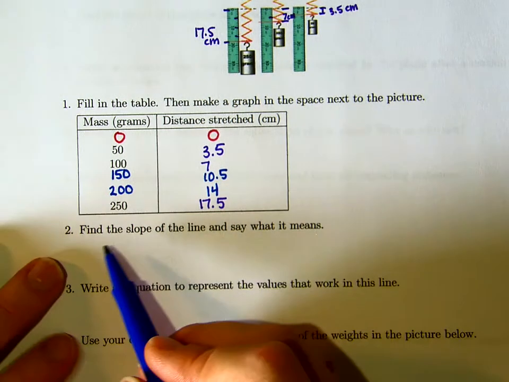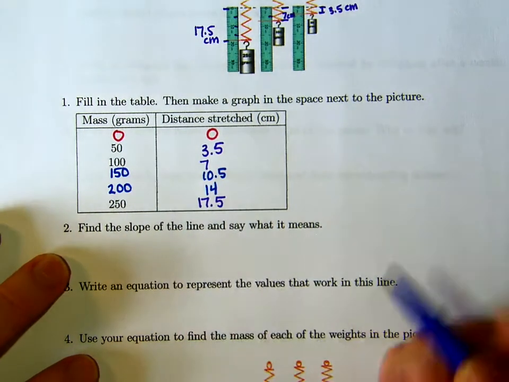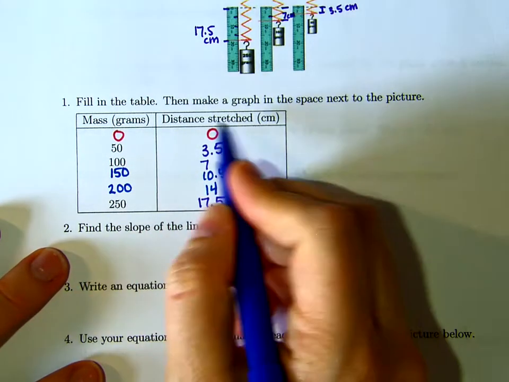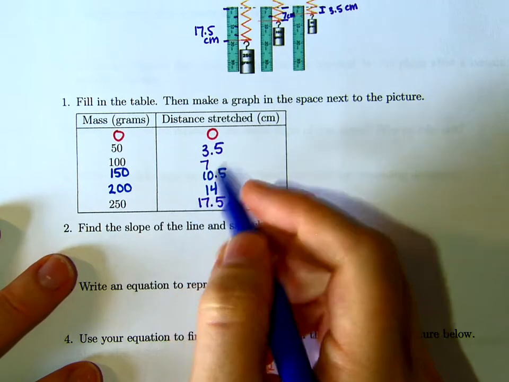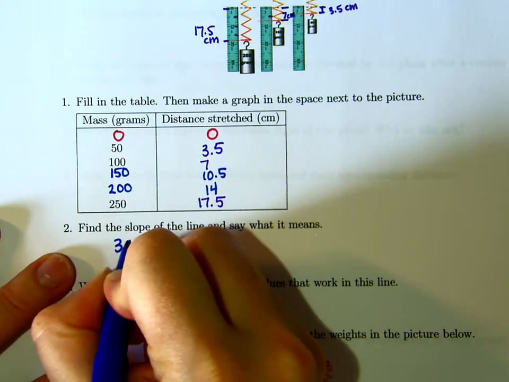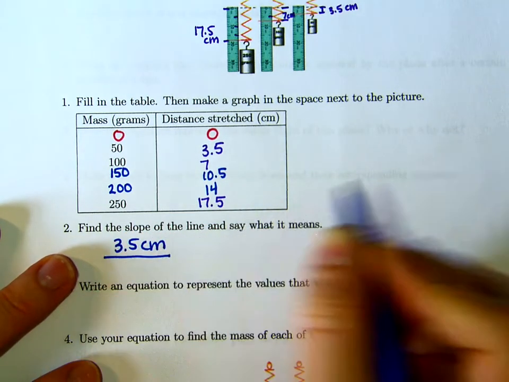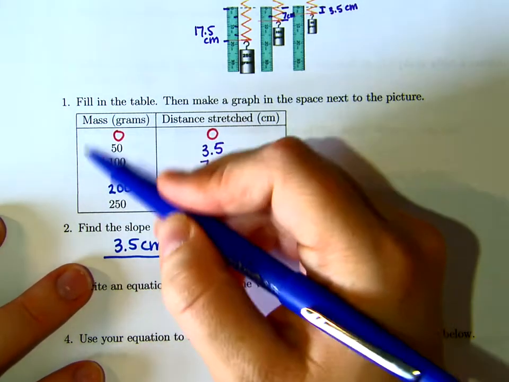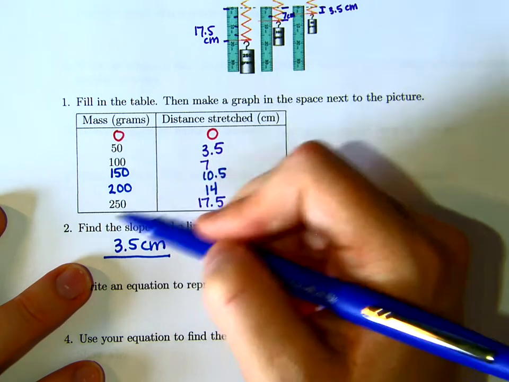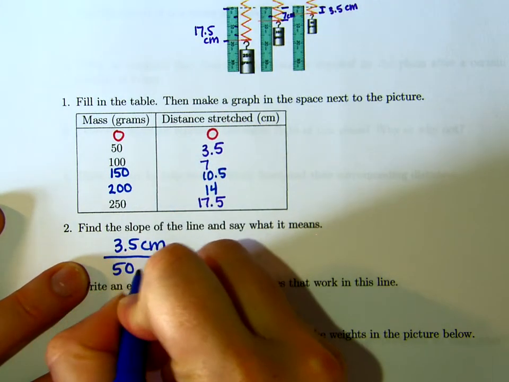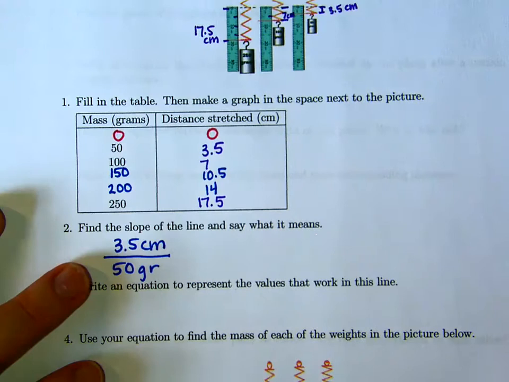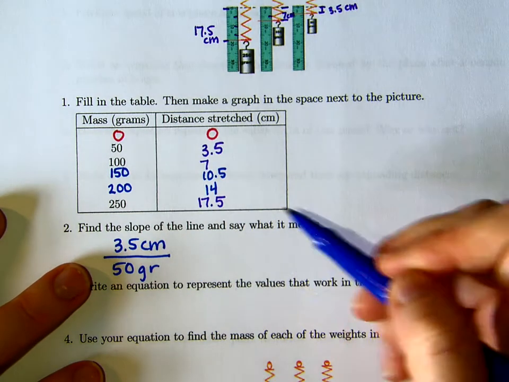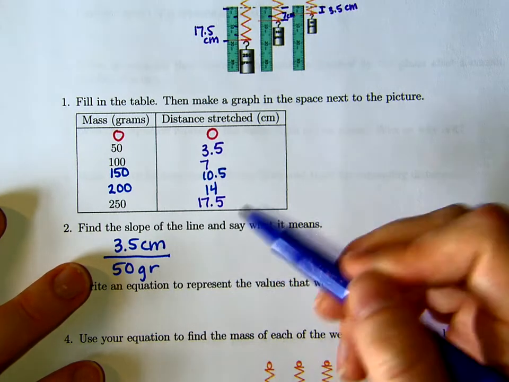Okay. Find the slope. Well, let's see. The slope would be the change in the response. The response is the stretch. So 3.5 centimeters. Okay, the ratio of the change in response to the change in the explanatory variable for every 50 grams of weight. Okay, there's our slope. And say what it means. That could be simplified, but I'm not going to simplify it.